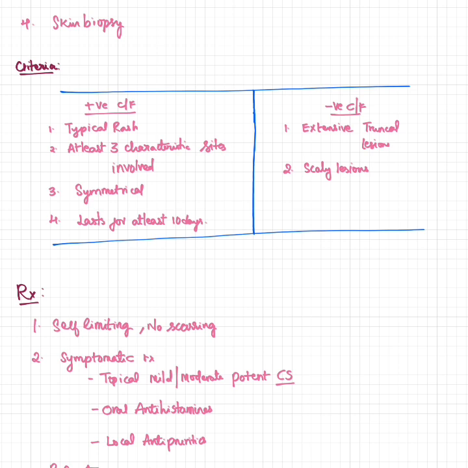Coming to diagnostic criteria, positive clinical features, that is presence of typical rash, that is the monomorphous flat topped pink brown papules or papulovesicles of 1 to 10 mm in diameter, and at least 3 of the 4 characteristic sites, which include the cheeks, the buttocks, the extensor surfaces of forearms and or the extensor surfaces of legs, are affected, and the rash is symmetrical in distribution and lasts for at least 10 days. These are the things that favor Gianotti-Crosti syndrome. The negative clinical features, that is features usually not seen in GCS, include extensive truncal lesions and presence of scaly lesions.